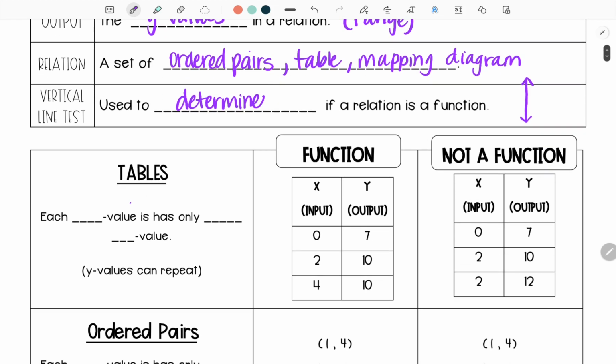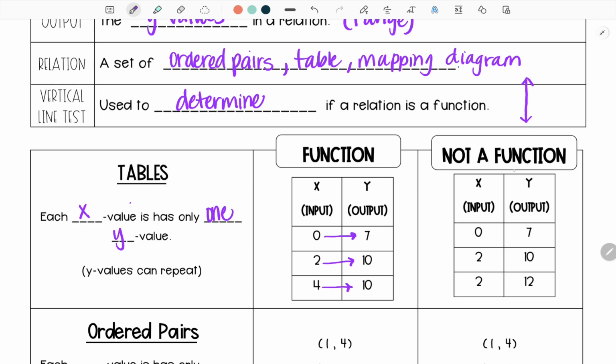I'm totally distracted now. Okay, let's talk about how to determine if it's a function based on what type of relation it is. So let's talk about tables first. What we're looking for is that each x value in the table has only one y value associated to it. So the y values can repeat, but the x values can't. So if I look down my x column here, over here on the one that says function, you can see that I have a 0, a 2, a 4, and they match with a y value. And there's not a double 2 or a double 4 over here on the x's. Okay, so that makes it a function.